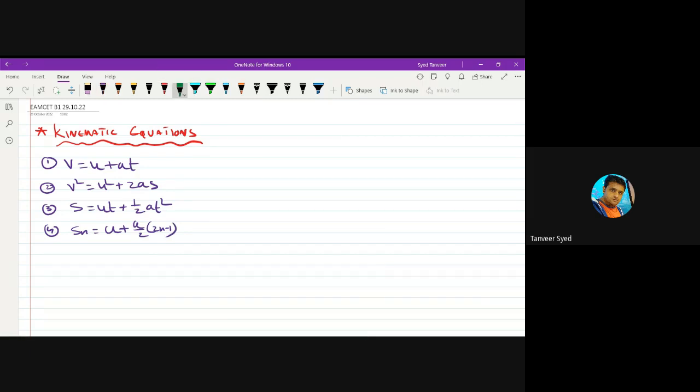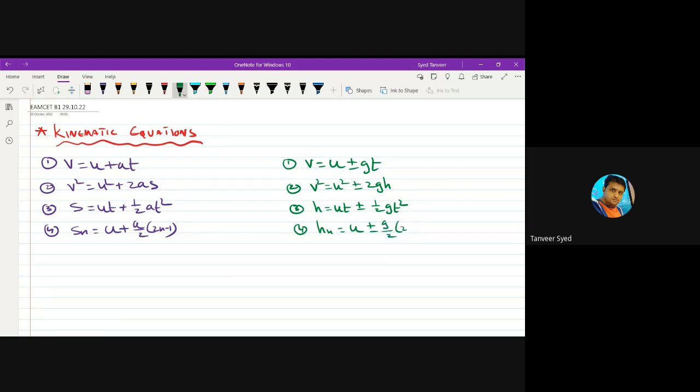At the same time, when you use these equations for vertical motion, that is motion under gravity, a body is projected upward or a body is falling down, then how do these equations get modified? v equals u plus or minus gt, v squared equals u squared plus or minus 2gh, h equals ut plus or minus half gt squared, and hn equals u plus or minus g by 2 into 2n minus 1, for motion under gravity.